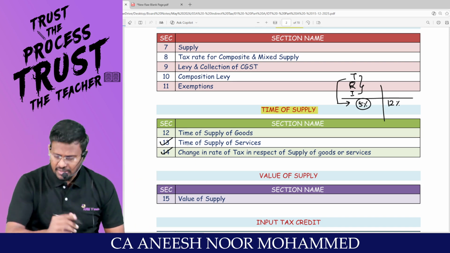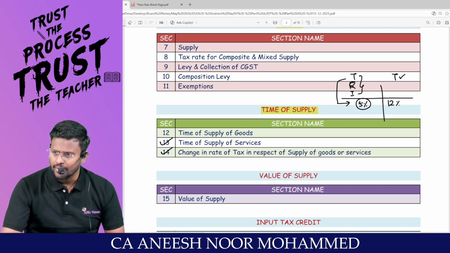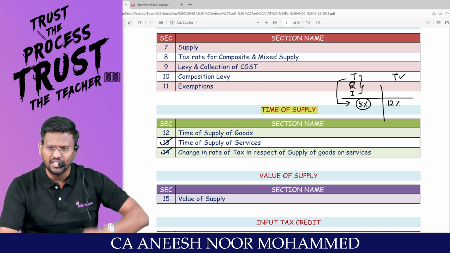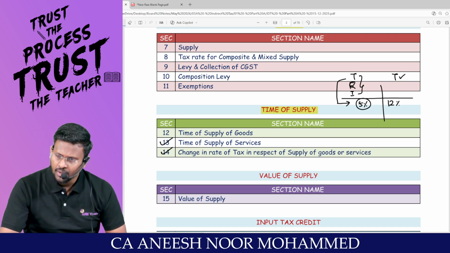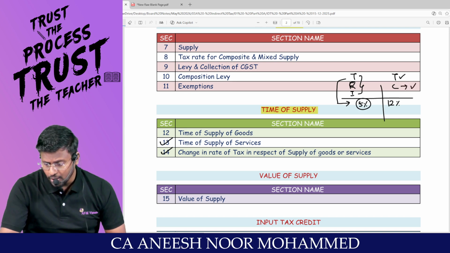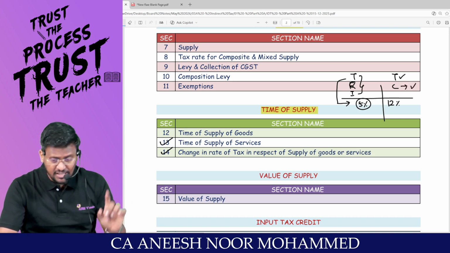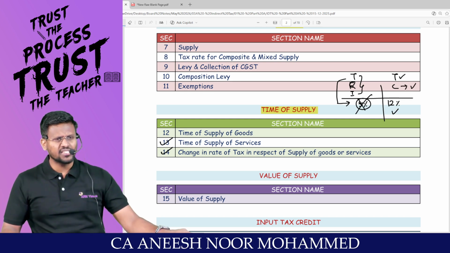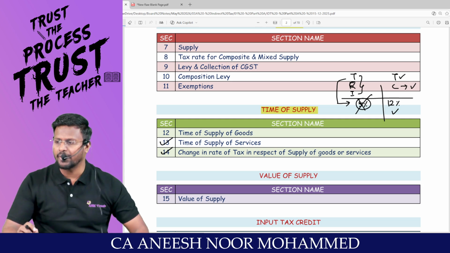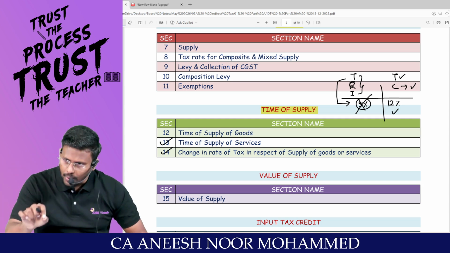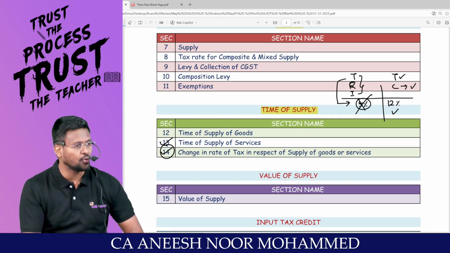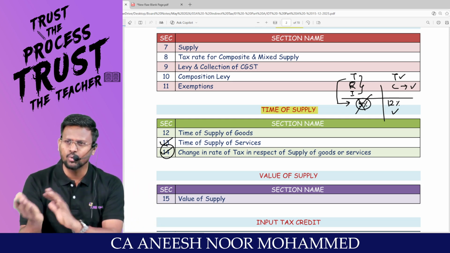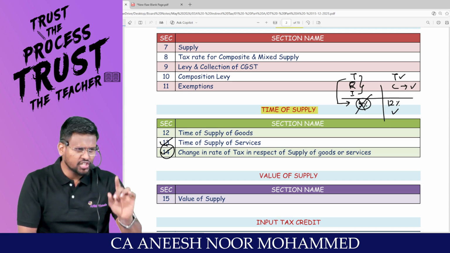Am I right? Sir, today I sold the calculator, but I have not received the payment from the customer. The customer is saying that after 30 days I will make the payment. The possibility is there. Sir, on the date of payment of consideration, the rate is not 5%; the rate has become 12%. At that time, whether GST is liable to be paid at 5% or at 12% is answered by section 14. Section 14 says that for a product, whether goods or services, there may be a change in rate of tax.